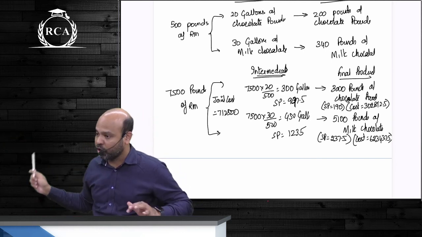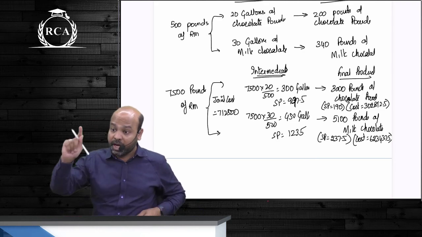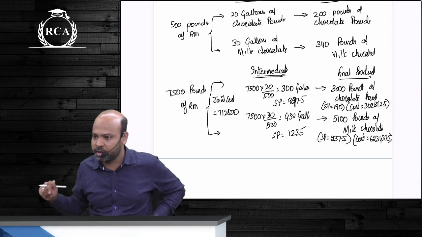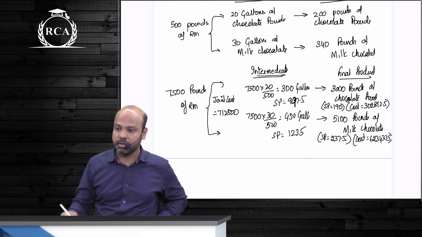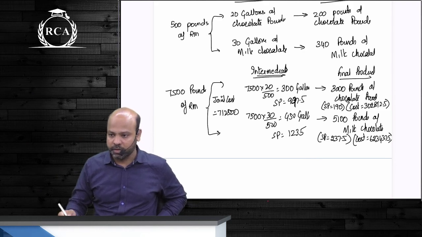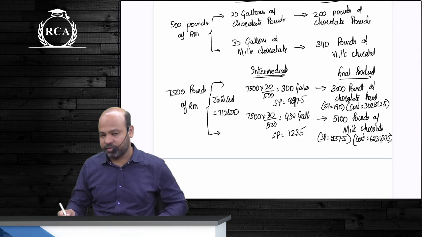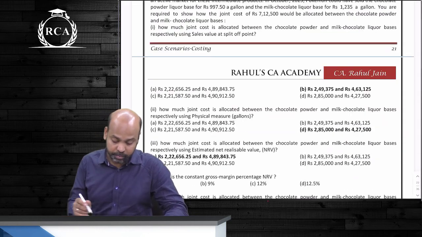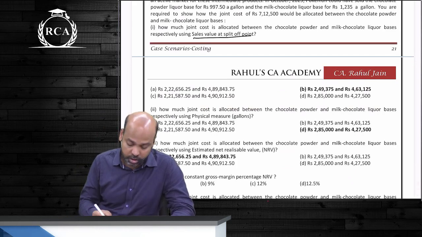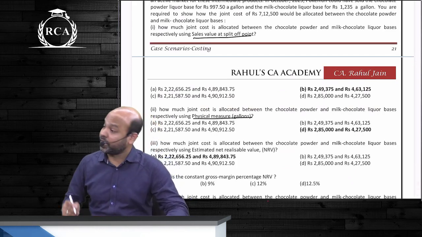We have sales value after further processing. We have NRV at split off point. How will you compute NRV? Sales value after further processing minus further processing cost. That will become NRV at split off point. They're asking us to allocate joint cost, guys, on the basis of sales value at split off point, on the value of physical measure in gallons.